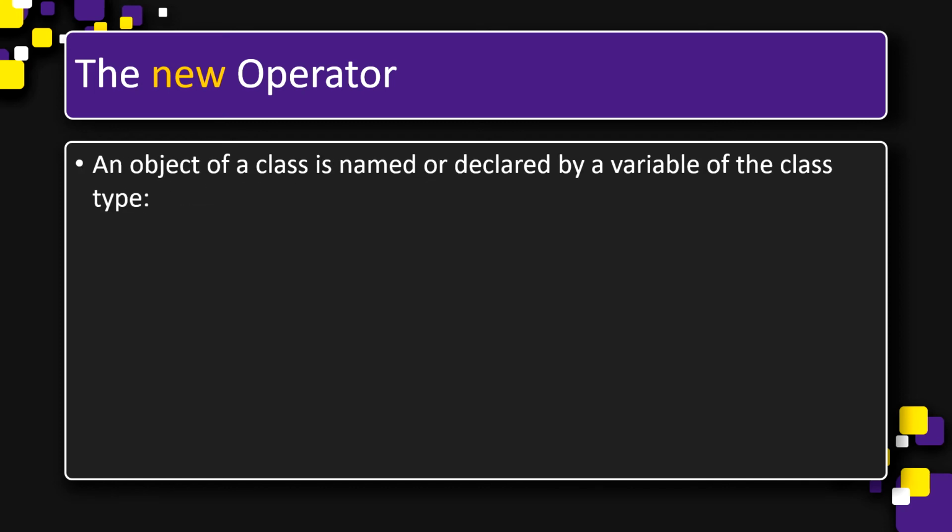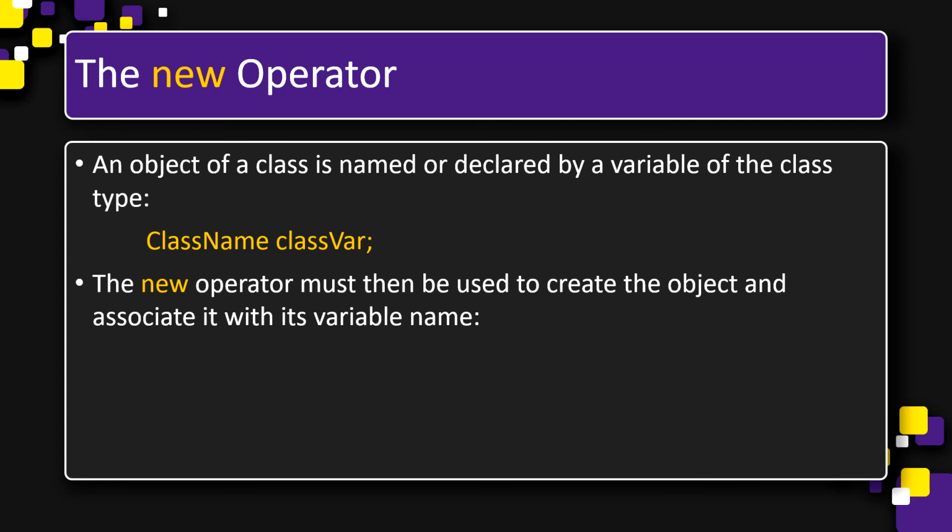So an object of a class is named or declared by a variable of the class type. So we have a class name, let's just call it class name, and we have a class variable, we'll call it class var. And in this case, we have a class somewhere defined as class name. It has some data values in it, and we've decided to create an instance of that, or an object, called class var. The new operator must then be used to create the object to associate it with the variable name.